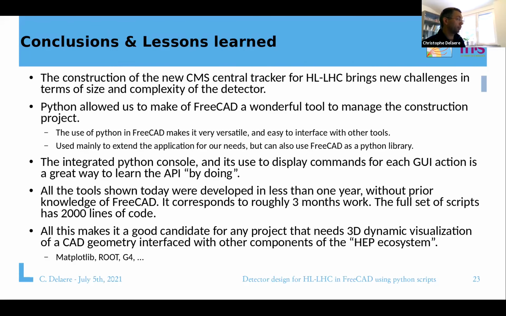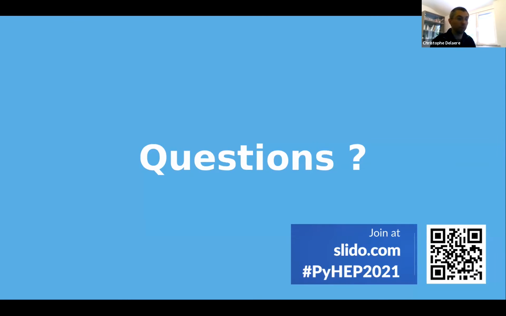So all the tools that I've shown today were developed in less than a year without prior knowledge of FreeCAD. I think it corresponds roughly to 3 months work, looking at the GitLab logs, and the full set of scripts are something like 2,000 lines of code. I think all this makes it a good candidate for any project that needs a 3D dynamic visualization of a CAD geometry interface with other components in the HEP ecosystem, be it Matplotlib, Root, Geant4, you name it. So I will stop here, and of course welcome your questions.